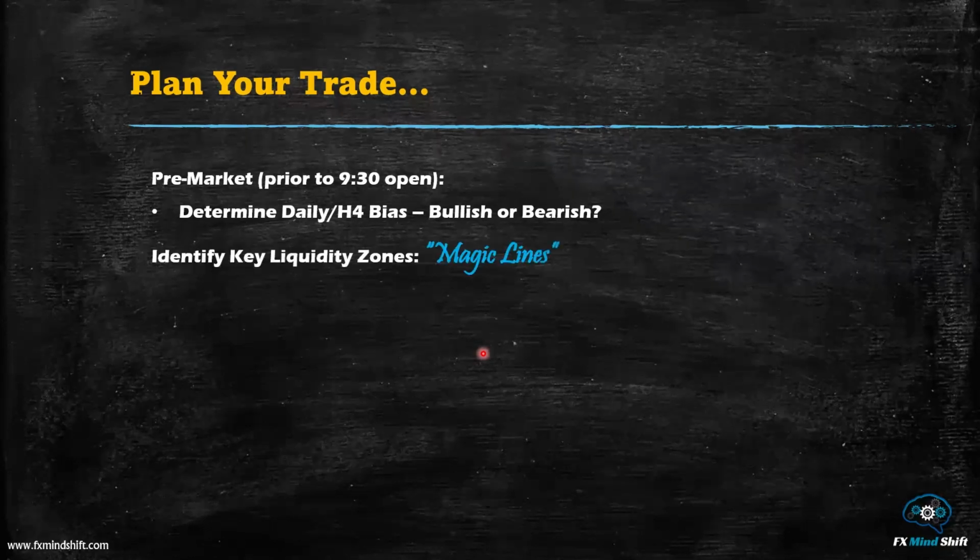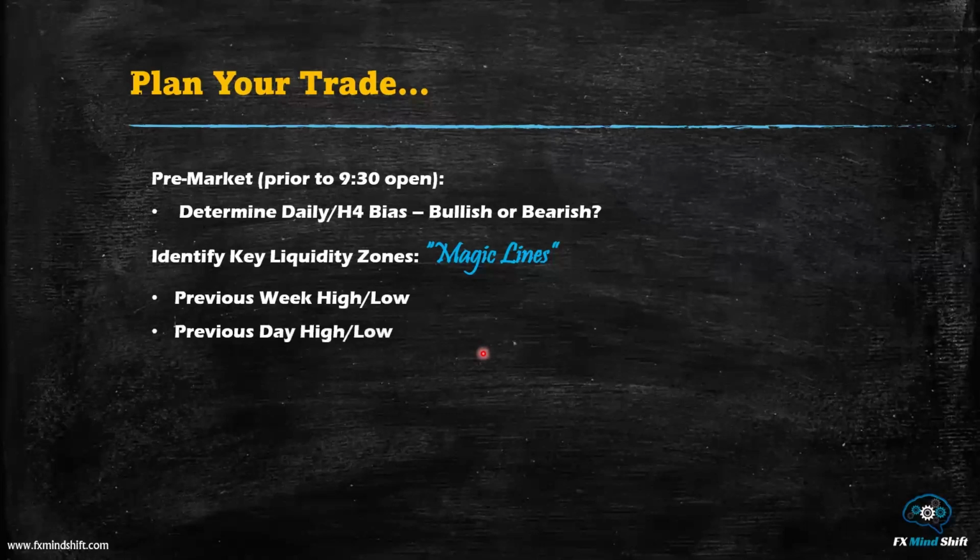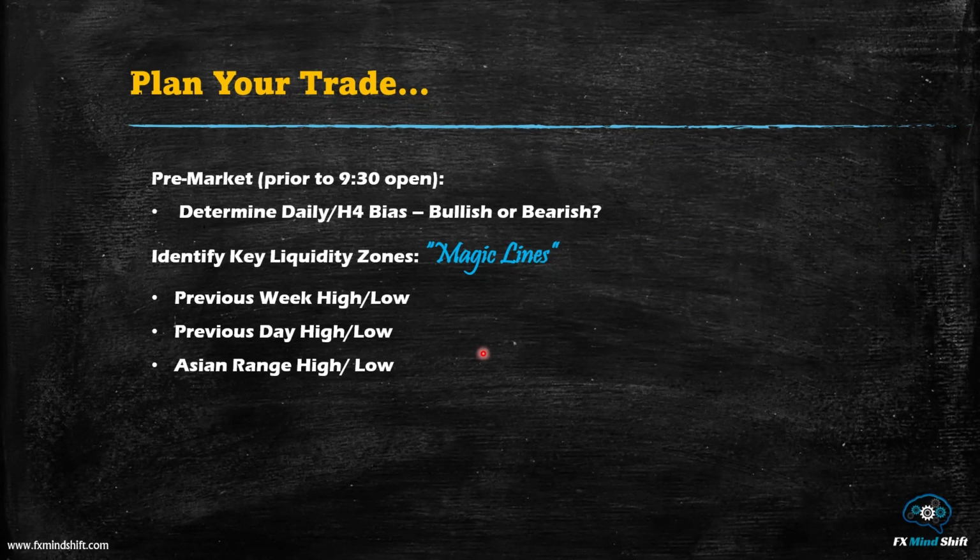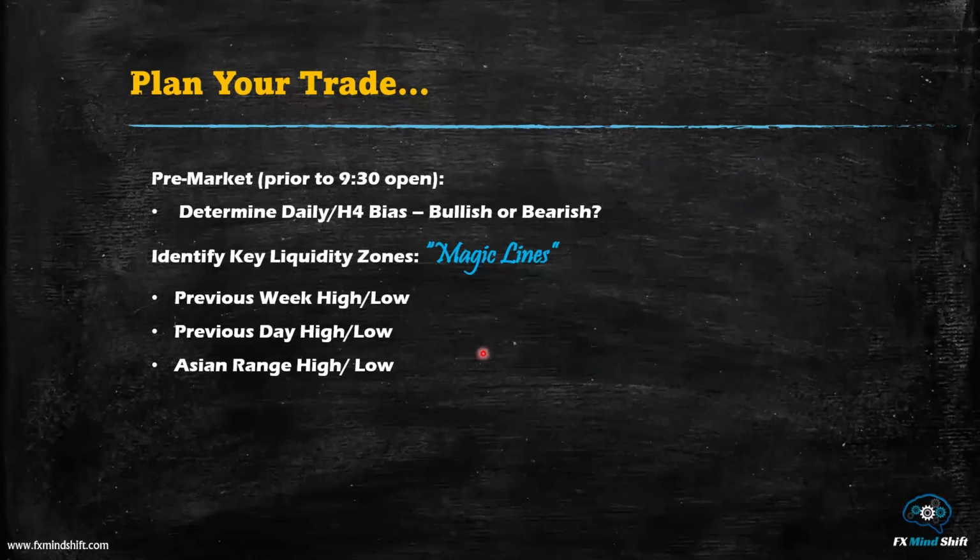Right. Next, we're going to identify those key liquidity zones, right? And so what we call the magic lines. Basically, what they are is liquidity areas that price is going to draw to on the chart. So that would be, for example, previous week high, previous week low, right? Previous daily high, previous daily low, or Asia range highs and Asia range lows, right? And so we would identify them with lines on the chart. Okay, and you basically watch as price gets to those areas and then watch for the reaction.